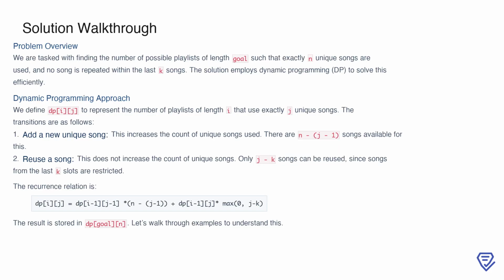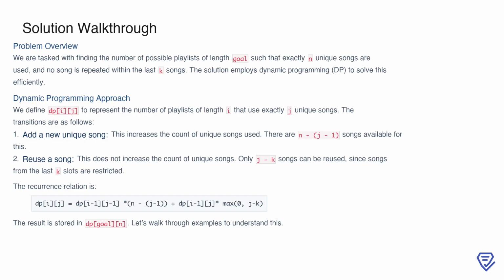To solve the problem of generating playlists of length goal with exactly n unique songs and no song repeated within the last k songs, we use a dynamic programming approach. Here, we define dp[i][j] as the number of playlists of length i that use exactly j unique songs. The core idea is to either add a new unique song or reuse an existing one. Adding a new unique song increases the count of unique songs used, and there are n - (j-1) songs available for this. On the other hand, reusing a song does not change the count of unique songs, but only j - k songs can be reused since songs from the last k slots are restricted.